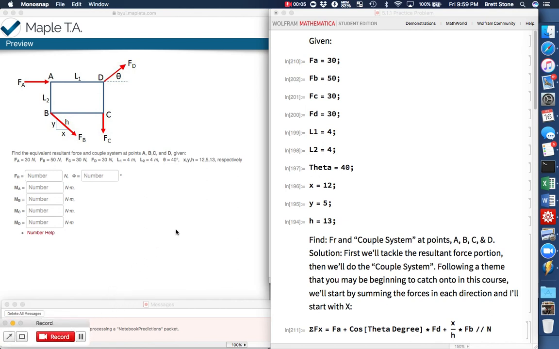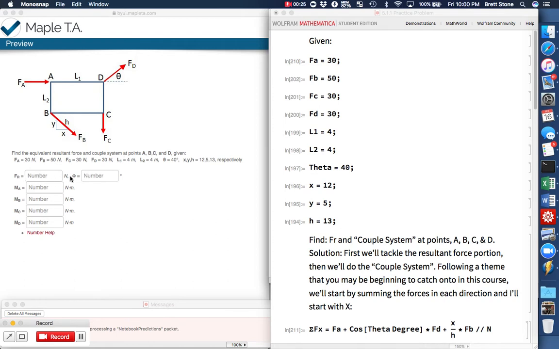Hey guys, just wanted to give you a few hints on practice problem 5.1.1. So here we go. We've got this blue rectangular frame, and we've got some different forces acting on it. And so it wants the force resultant and the angle that goes along with that.